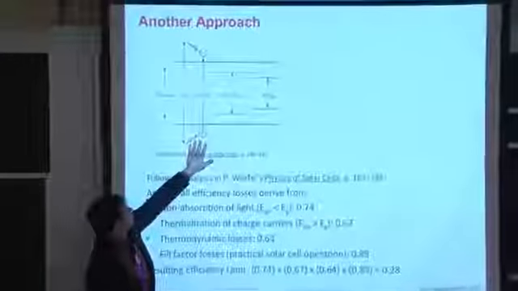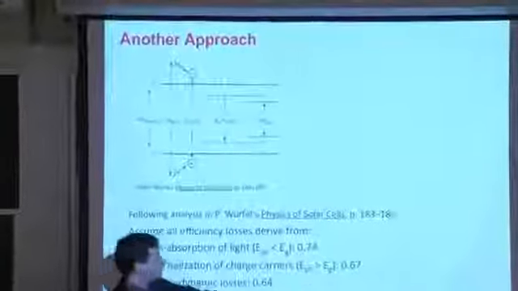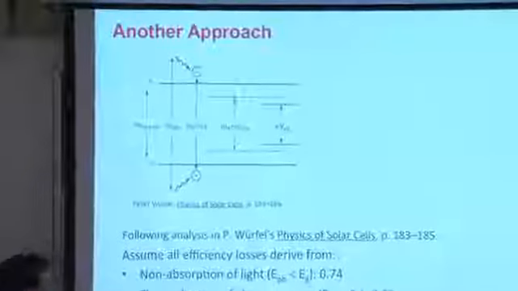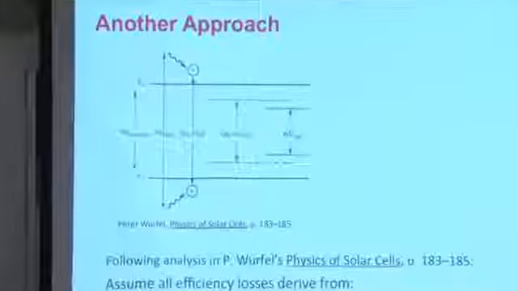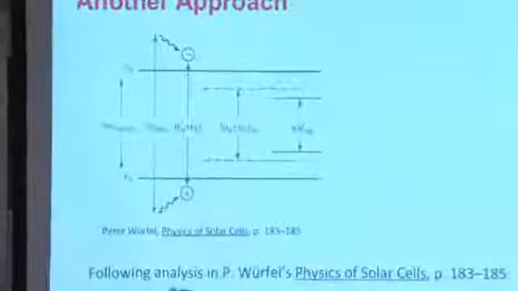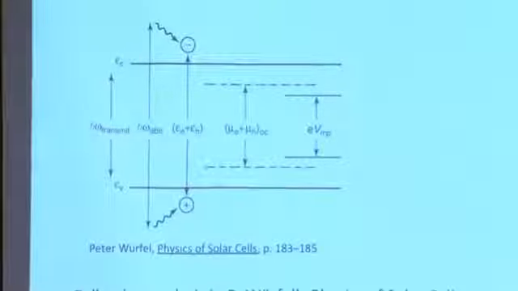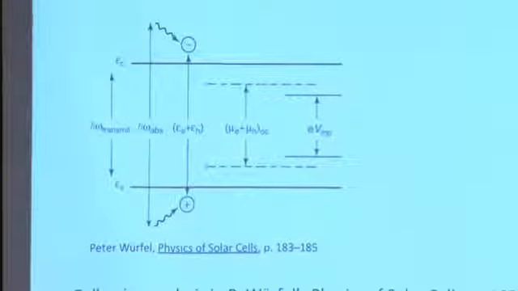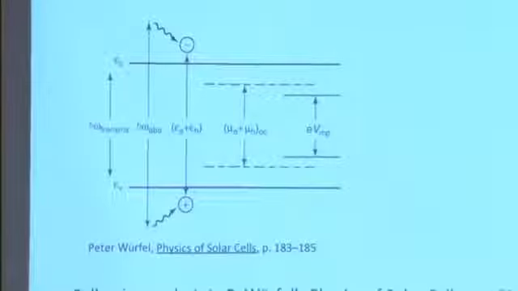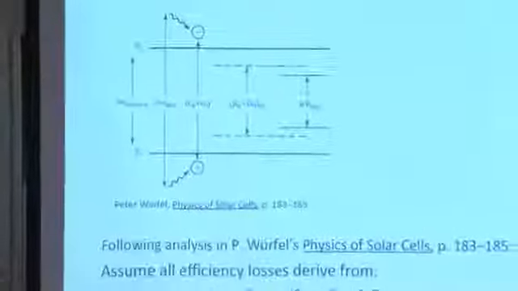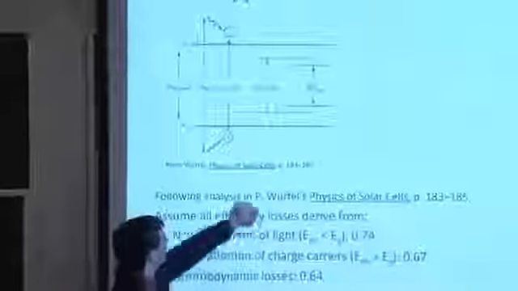Let's say now that we have a thermalization event that results in about a 33% loss, so we're down to 67% efficiency for the thermalization of charge carriers, just that step. So now our combined efficiency is going to be the multiplicative product of those two. So just the thermalization of charge carriers results in a 33% drop in efficiency.